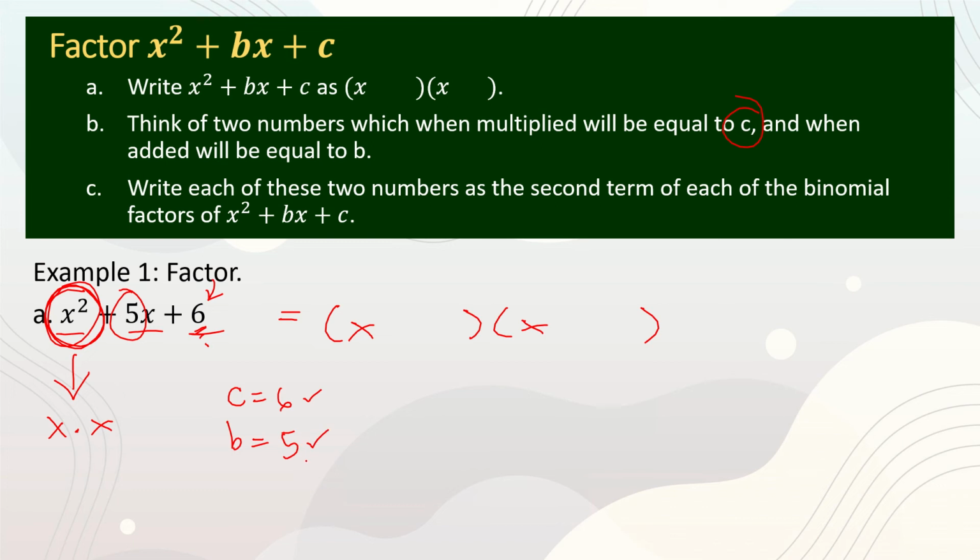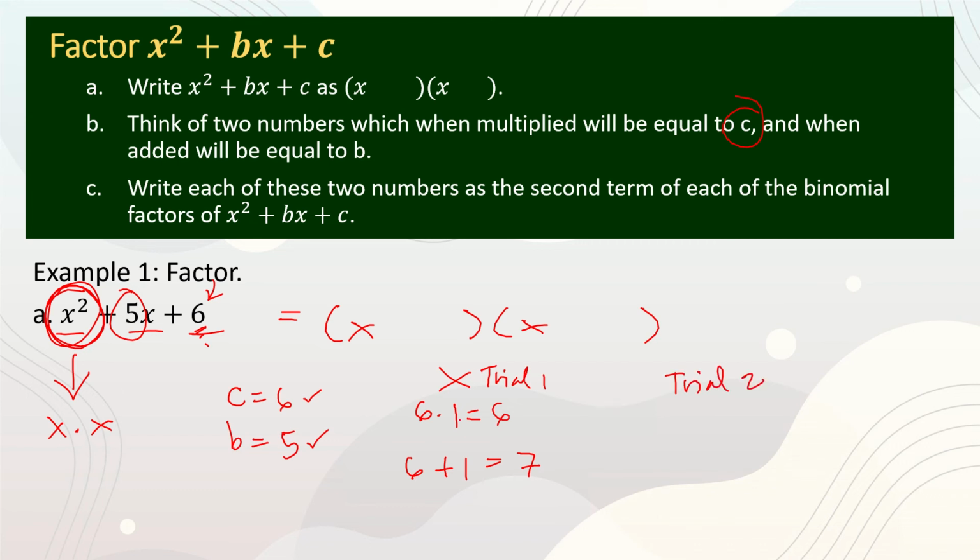So it's so-called as trial and error because not all the time that your first attempt would be the correct one. So for example, you can think of 6 times 1. 6 times 1 is 6. However, if you will add 6 and 1, the two numbers that you were thinking, 6 plus 1 is 7, which is not the B. So this is not the correct option. So this is your trial one and it's wrong. So proceed sa trial 2 mo.